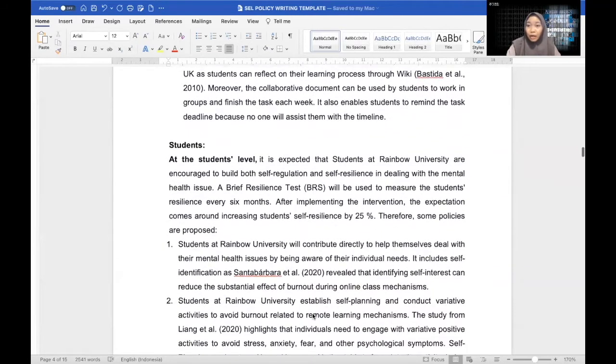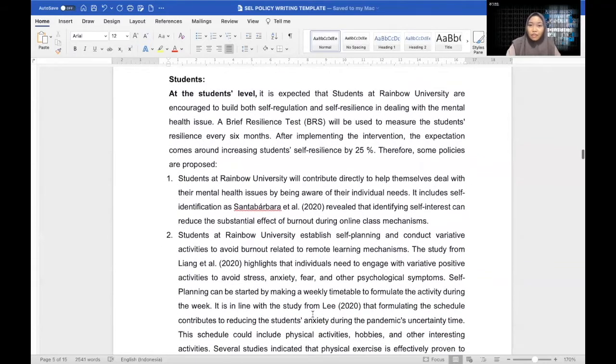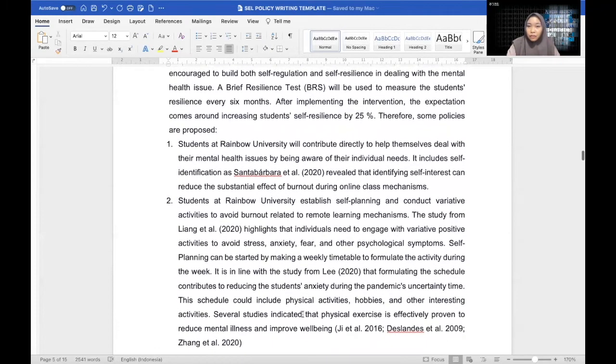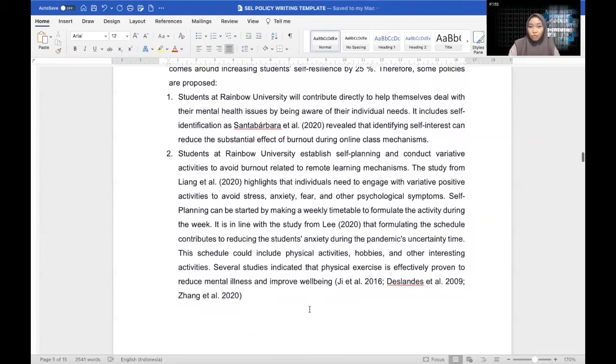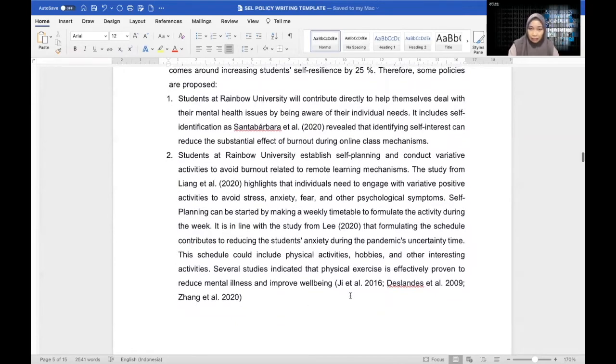the class. Meanwhile, for the students, because we expect that students at Rainbow University are encouraged to build both self-regulation and self-resilience, there are two main statements for the students. The first is we need to make sure that students contribute directly to help themselves in dealing with mental health issues, because we know that mental health is closely related to individuals. So we also need the contribution of students to help reduce the impact of the issue. And then students at Rainbow University establish self-planning and conduct a variety of activities to avoid burnout related to the remote learning mechanism.